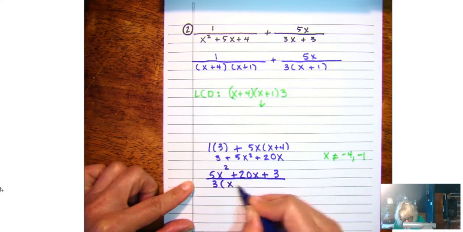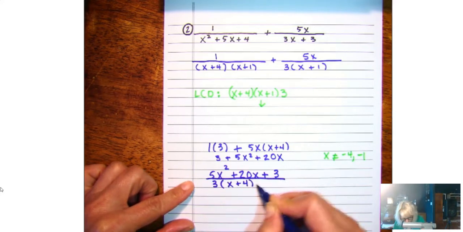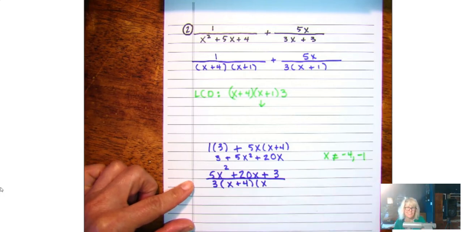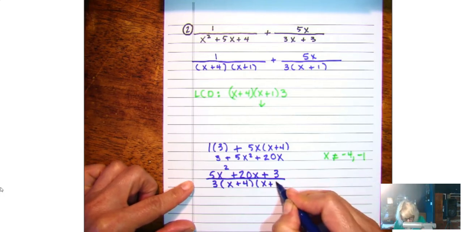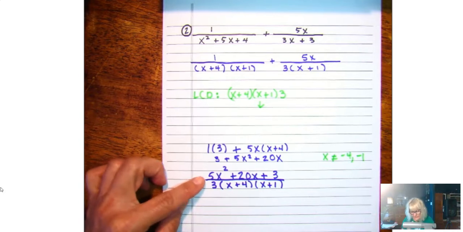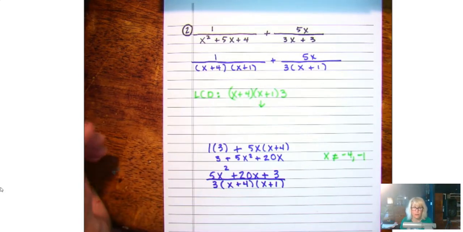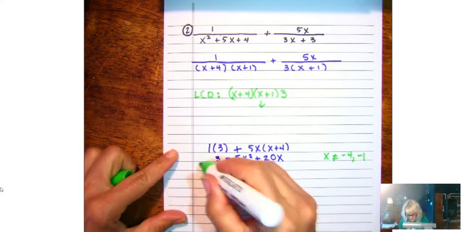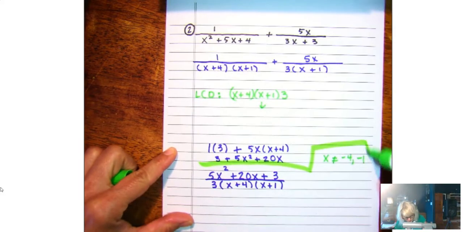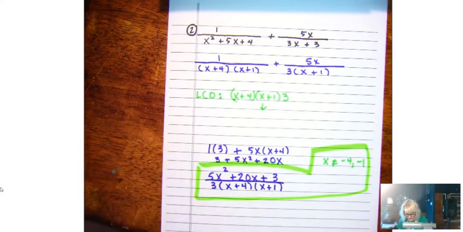The LCD. I'm going to go ahead and put that 3 in the front. And then as I'm looking at this and writing this down, I'm analyzing if the numerator could be factorable, and it's not. The numerator is not factorable, so this is going to be my simplified answer. Grab those restrictions, and that is going to be it for example 2.